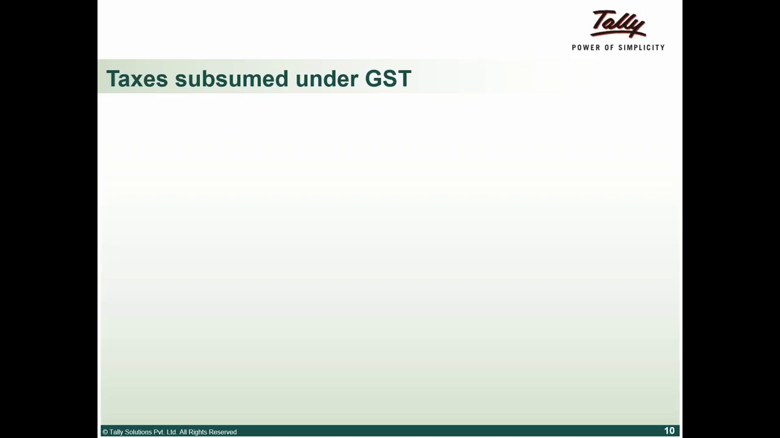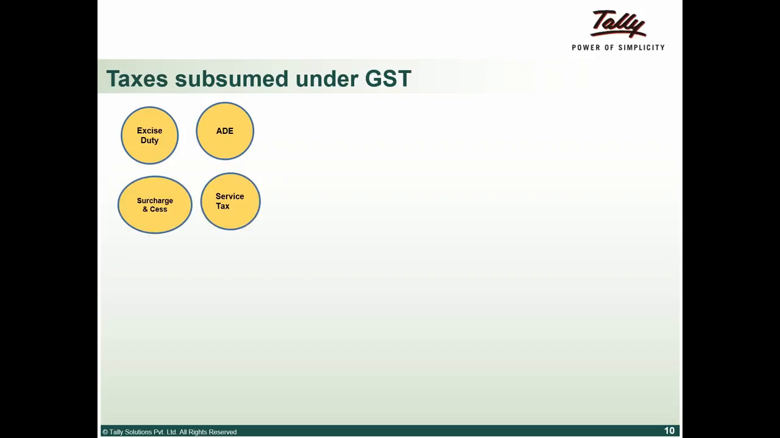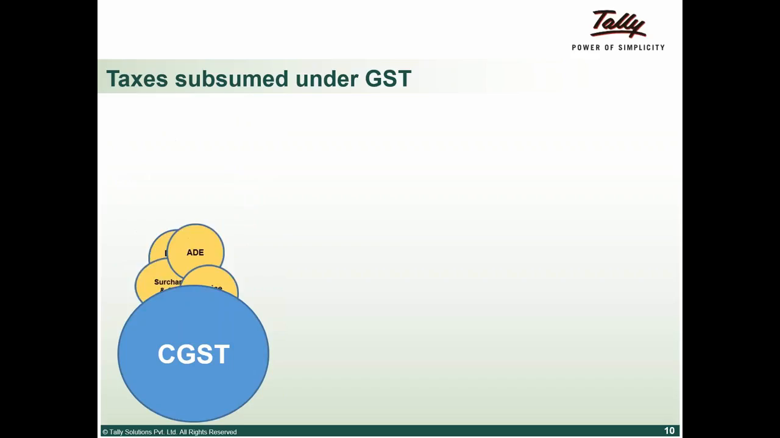We will try and understand what this is and how the current existing taxations are going to get subsumed under GST. First let us take the central taxation. Excise duty is central tax, additional duty of excise is central, service tax is central, then we have various surcharges and cesses. These are centrally levied taxes, and they are going to get subsumed under Central Goods and Services Tax, which is CGST.